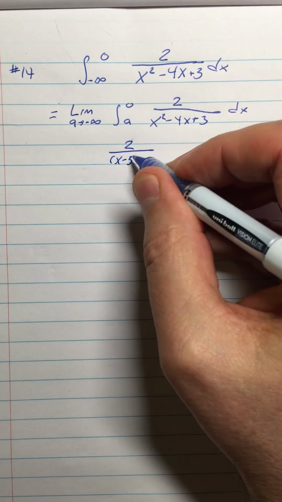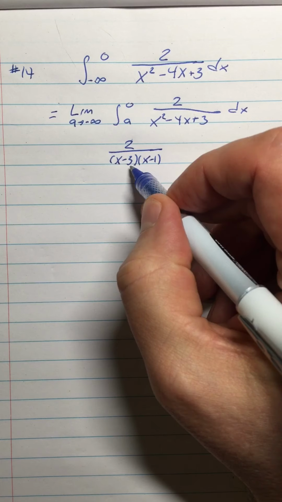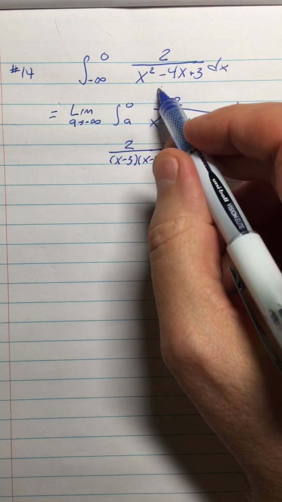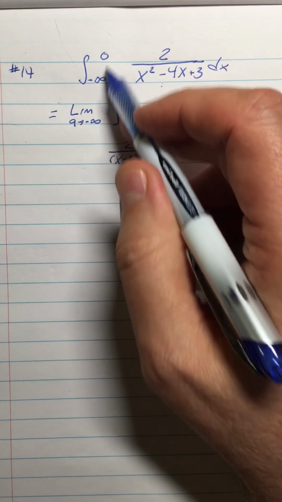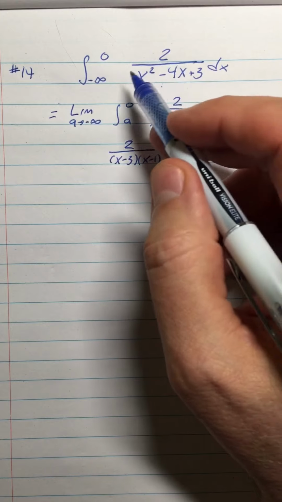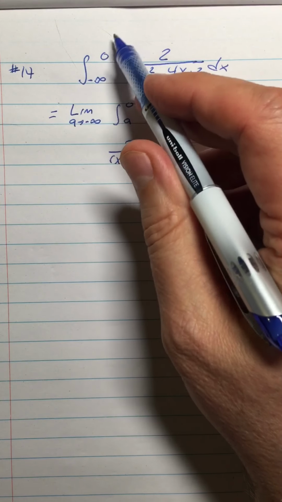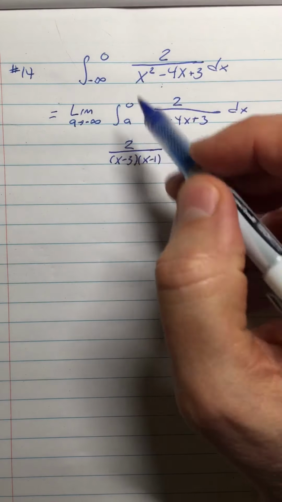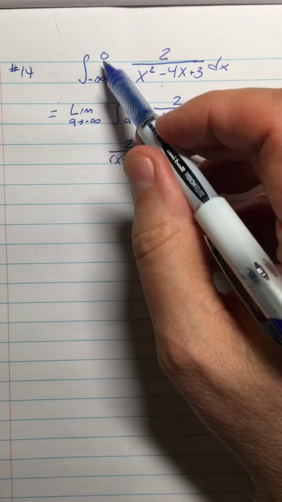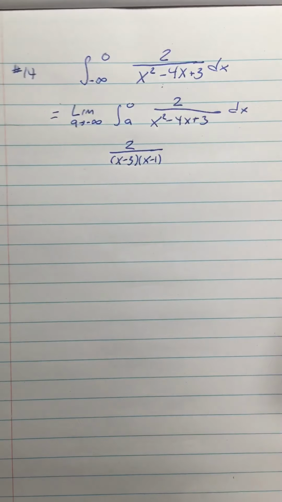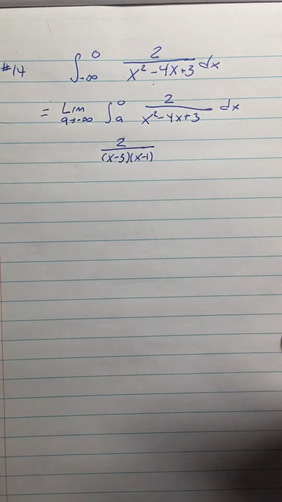Oh, by the way, another thing we should consider: when I factor the denominator, this also tells me where the vertical asymptotes are. The vertical asymptotes are at 3 and 1. Those are the vertical asymptotes of the integrand. So I should be sure that 3 and 1 are not in the interval of integration. Both 1 and 3 are greater than 0, so they're not in this interval. If we had vertical asymptotes inside this integral, we'd have to break it up some more, and that would make it an even more obnoxious problem.